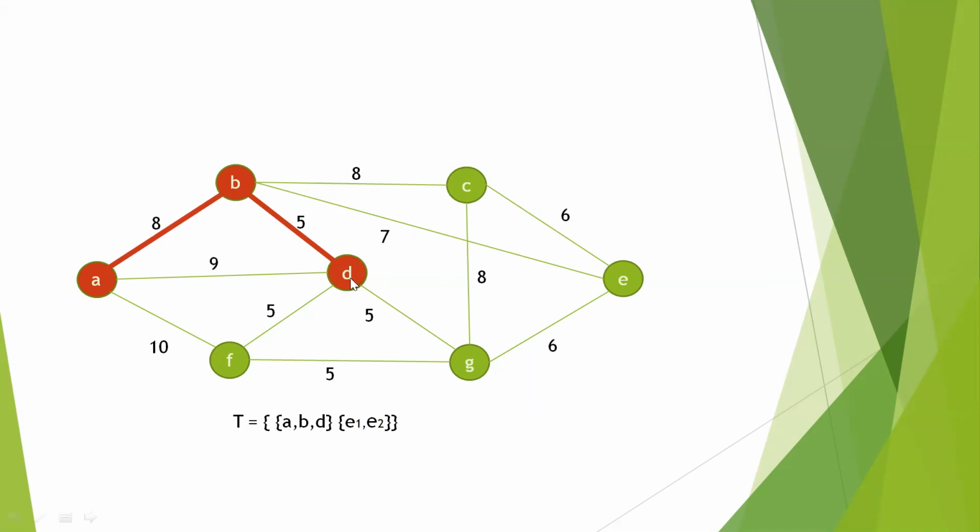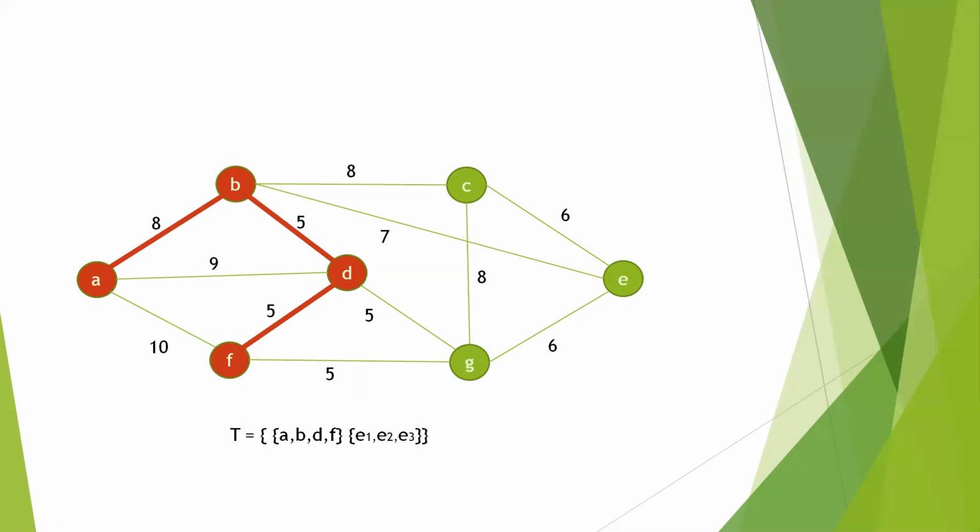Now after selecting the new node D, again we check the next adjacent nodes, which are F and G only. The minimum weight is 5. So the next node is F.